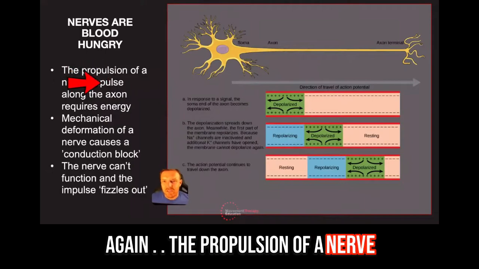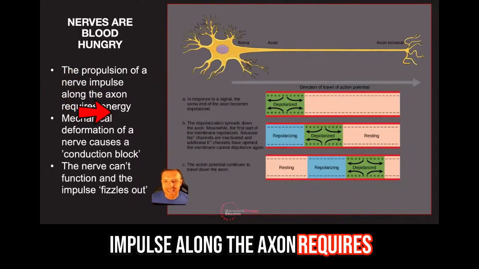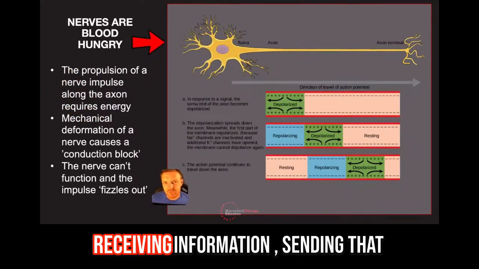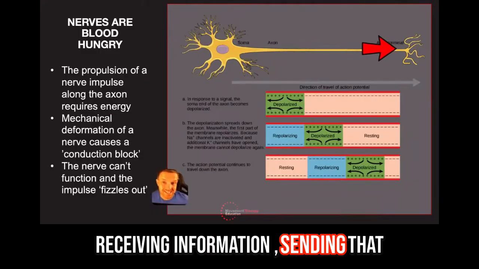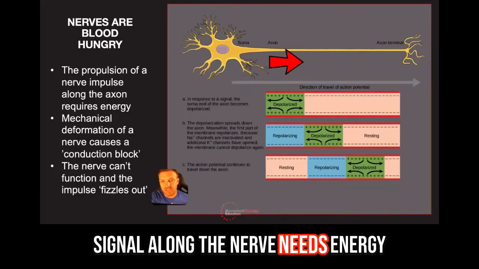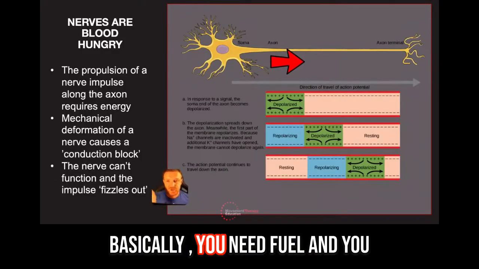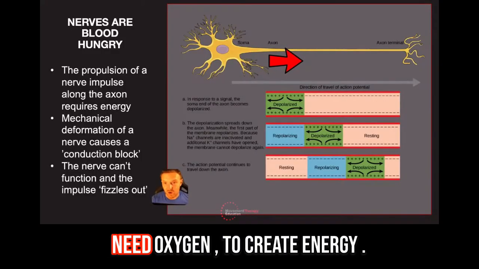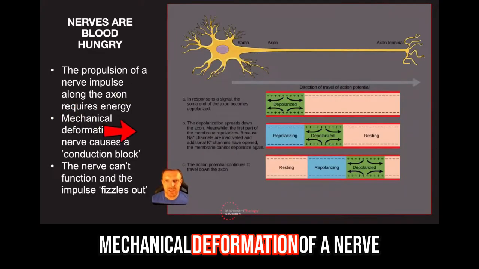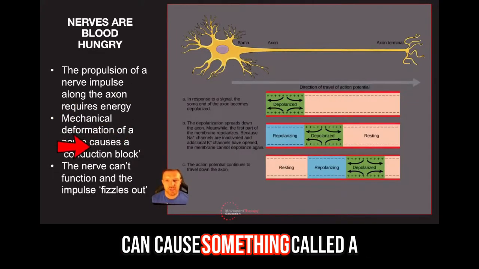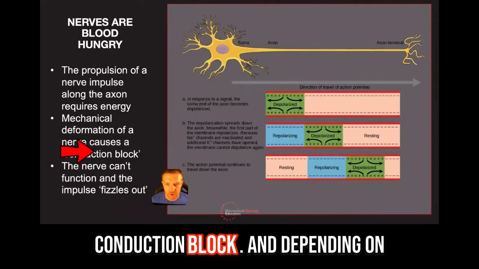The propulsion of a nerve impulse along the axon requires energy. All of this process, receiving information and sending that signal along the nerve, needs energy in the form of ATP. I'm not going to go too much into that, but basically you need fuel and you need oxygen to create energy. Mechanical deformation of a nerve can cause something called a conduction block.